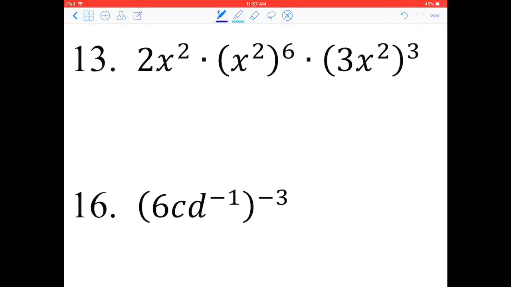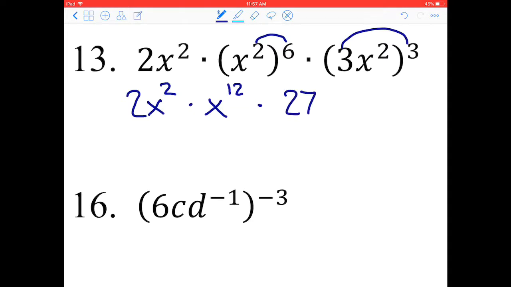2x squared, no parentheses, no extra exponent on the outside, so leave it alone. It doesn't change. There's nothing to do here. Times. In the middle one, this is x squared 6 times. So 6 groups of 2, that makes 12. Times this last one, 3 cubed is 27. And then we have 3 groups of 2 x's, so x 2 times 3 is 6.